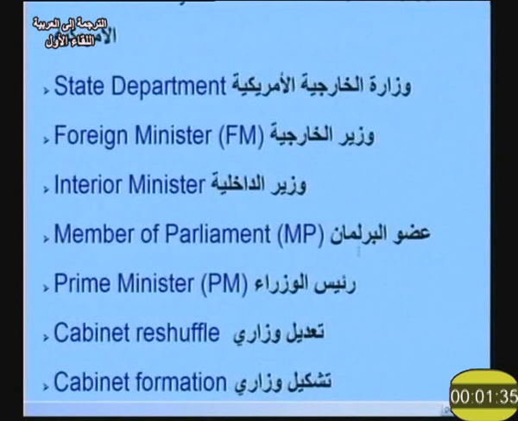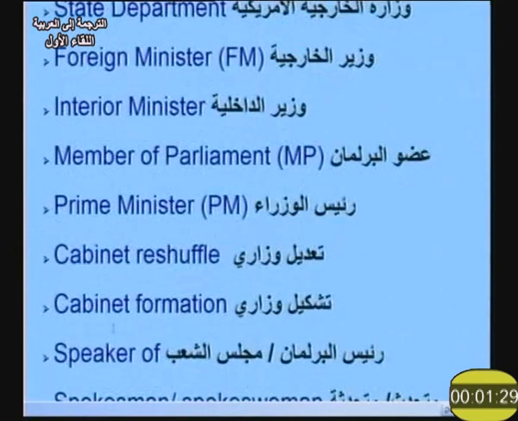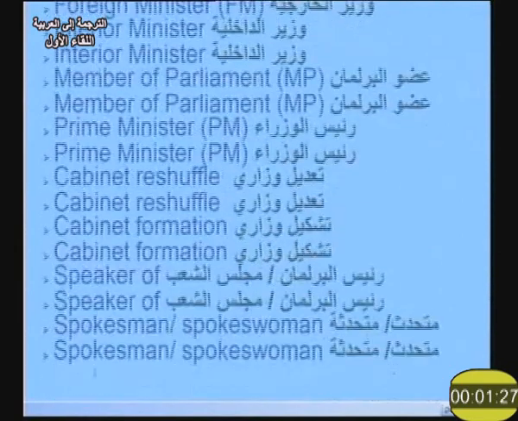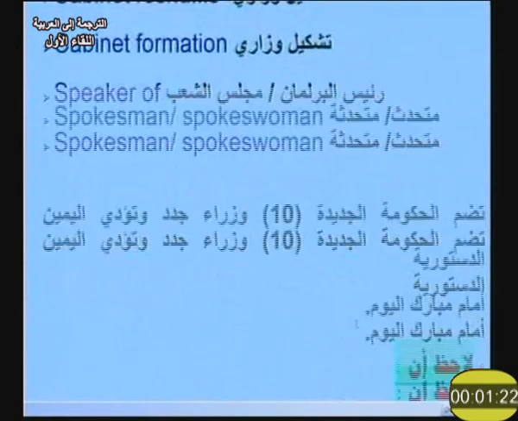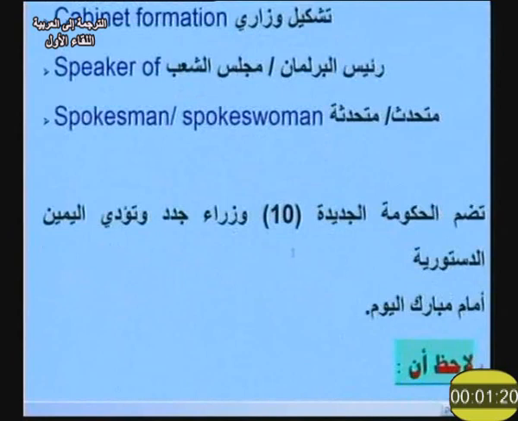Member of Parliament عضو البرلمان. Prime Minister رئيس الوزراء. Cabinet Reshuffle تعديل وزاري. Cabinet Information. Speaker of Parliament, Spokesman and Spokeswoman or Spokesperson. In translation: تضم الحكومة الجديدة 10 وزراء جدد وتؤدي اليمين الدستورية أمام مبارك اليوم.